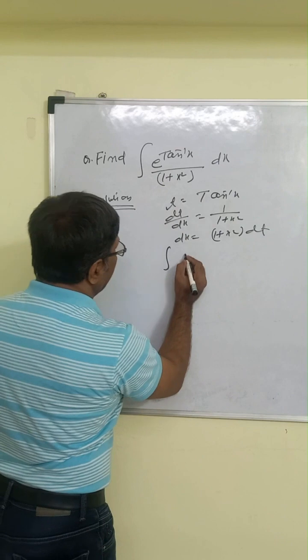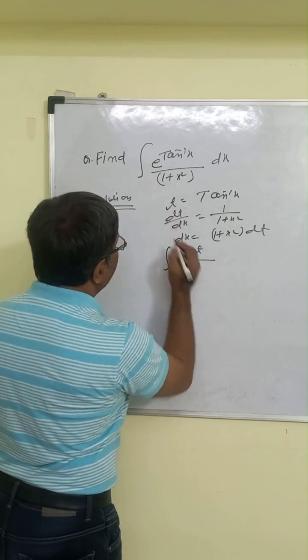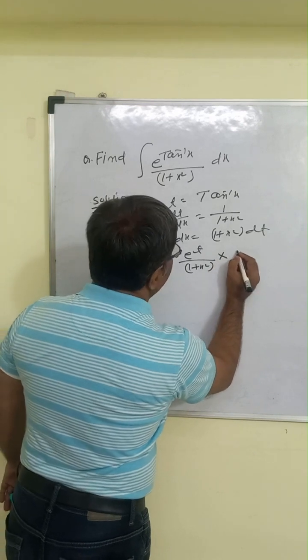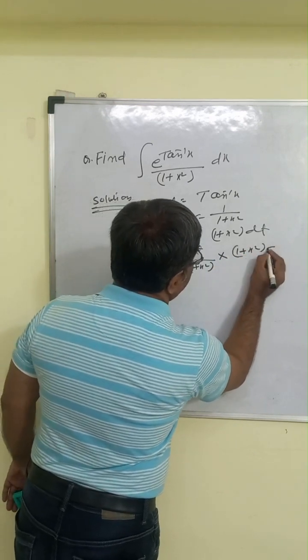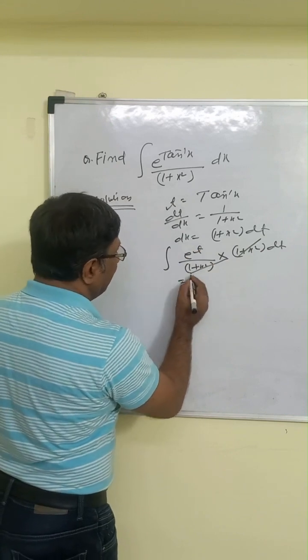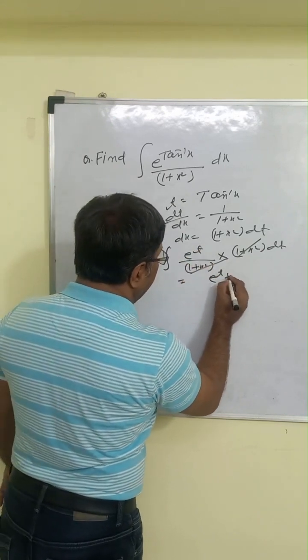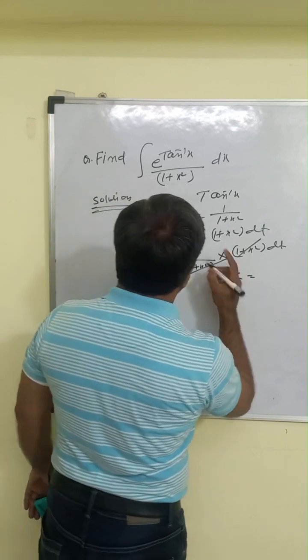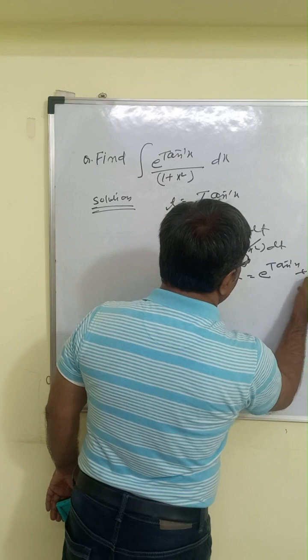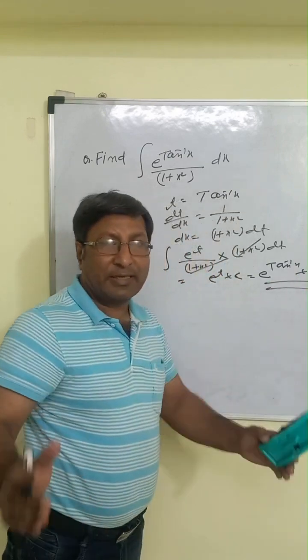So the integration of e to the power t, and this is given 1 plus x square, and dx is 1 plus x square dt. So this cancels out. You will get the integration of e to the power t, which is e to the power t plus c. So t is given as tan inverse x. So e to the power tan inverse x plus c. This is our correct answer.